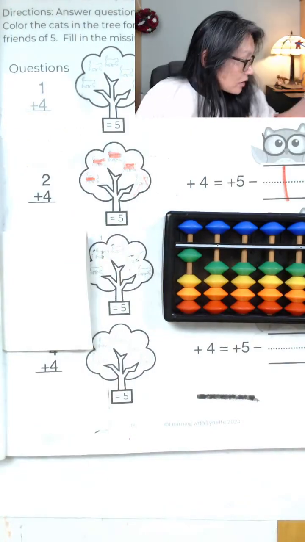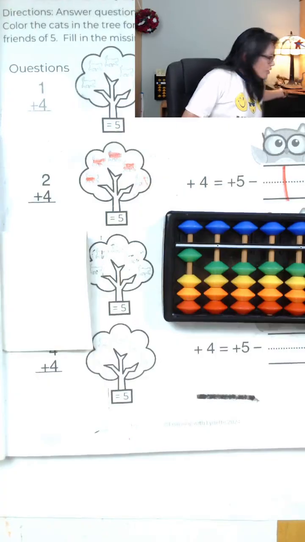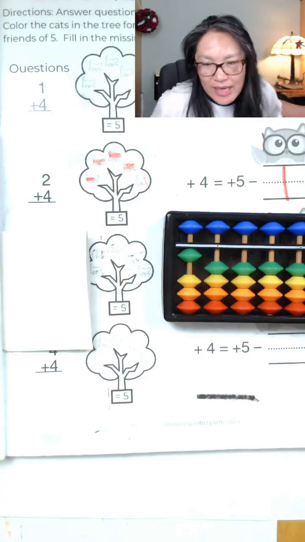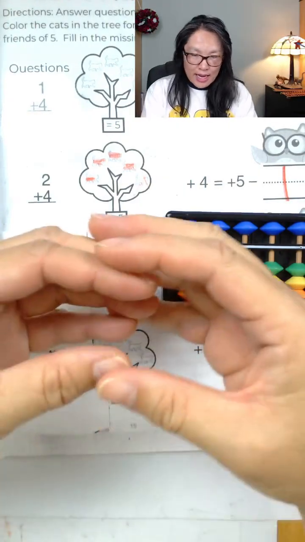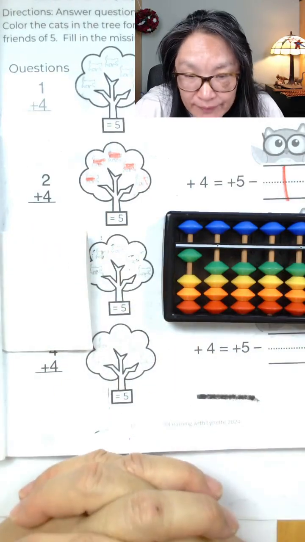That's the only one that I know. There's another one called a Russian abacus, and a Russian abacus has 10 beads across. I don't have an example of that.